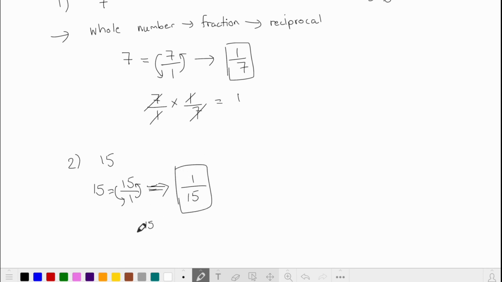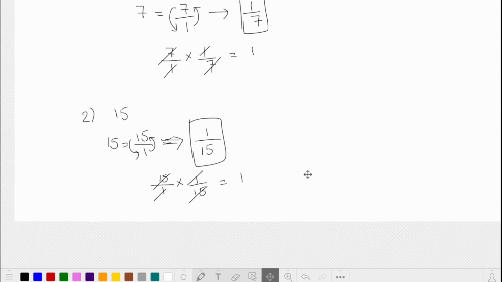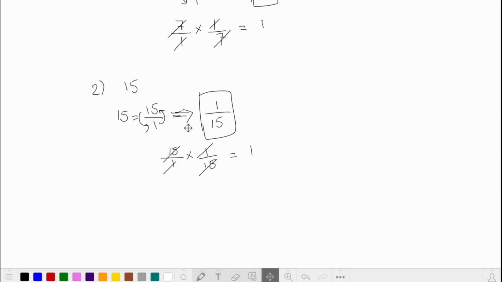Let's check it out. 15 by 1 times 1 by 15. The 15s get cancelled out. The 1 by 1 gets cancelled out. So we get 1. So it shows that 1 by 15 is the reciprocal of 15.